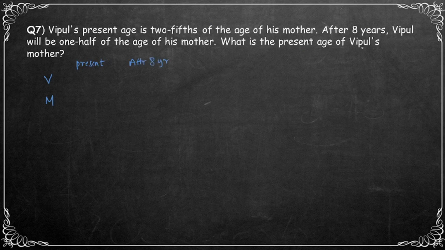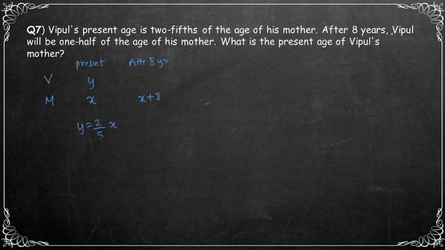Now, what is the present age of Vipul's mother? Let's say it is x. So after 8 years, it will be x plus 8. So first sentence is Vipul's present age is 2/5 of age of his mother. If we take y, right? So it says y is equal to 2/5 of age of his mother, which is x.